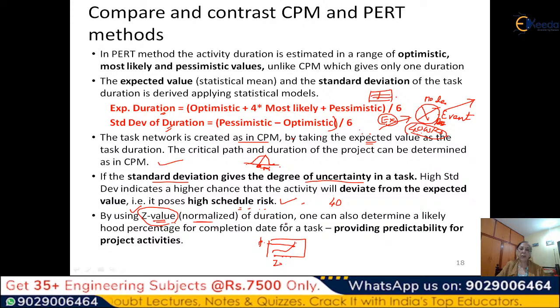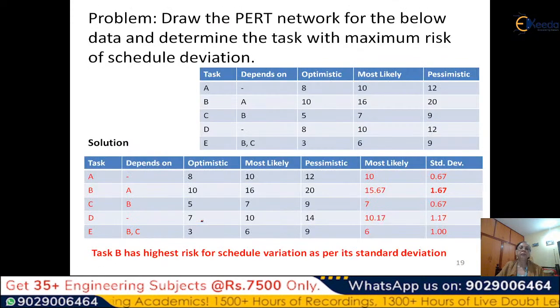So that is what I have written here. One can also determine a likelihood percentage of completion date of a task, providing predictability for the project. You can do it for any activity, for any task. So all that you have to do is go to that end of the task, that node, and look it up in this table after converting it into z value.